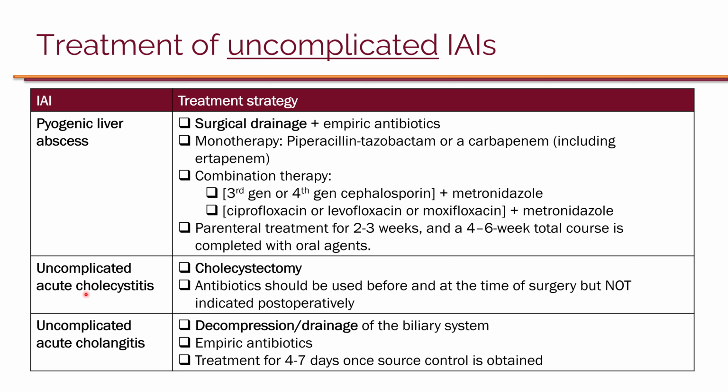For uncomplicated acute cholecystitis, cholecystectomy is effective treatment. Antibiotics should be used before and at the time of surgery, essentially for surgical prophylaxis to prevent surgical site infection, but not indicated post-operatively. So essentially, once the gallbladder is removed, there is really no need for antibiotics. For uncomplicated acute cholangitis, decompression or drainage of the biliary system is the effective treatment. Empiric antibiotics may be used and treatment for 4 to 7 days once source control is obtained.